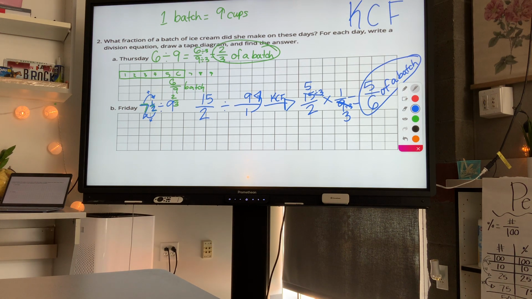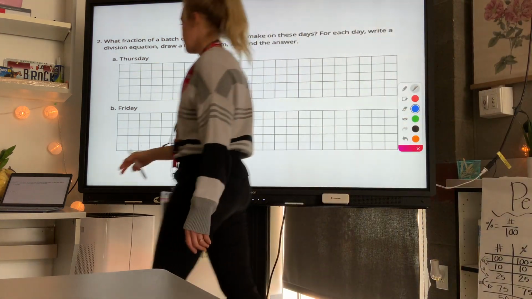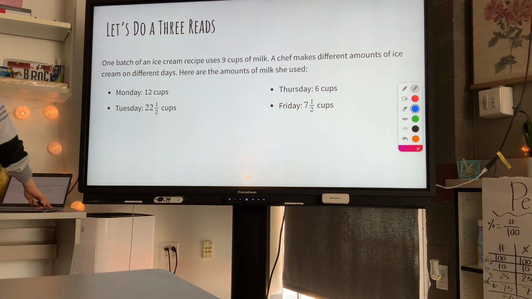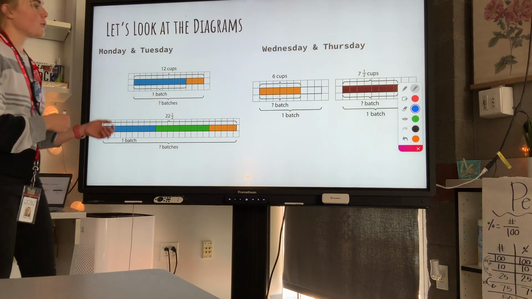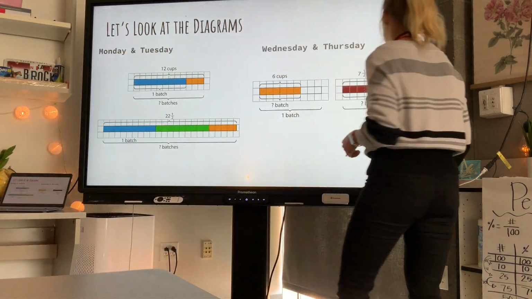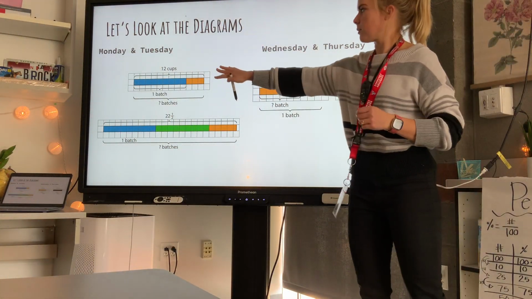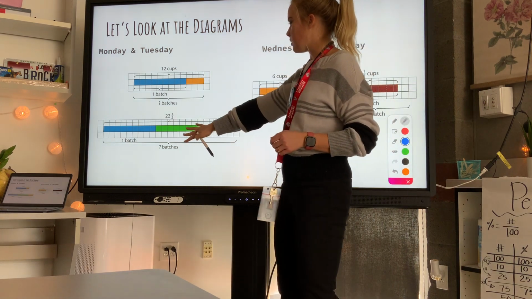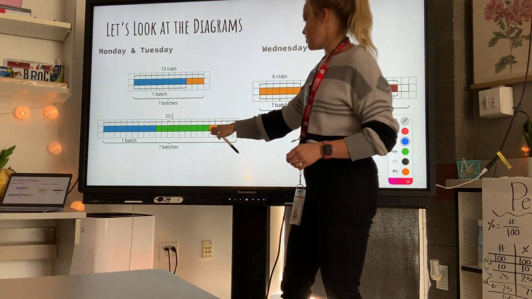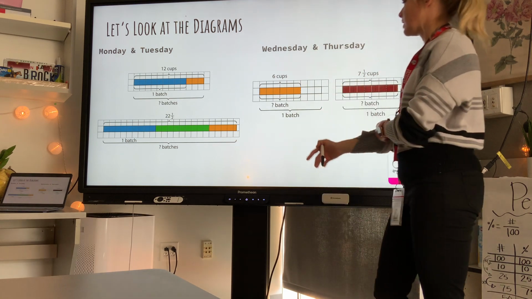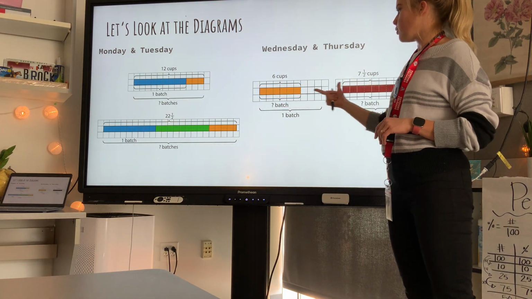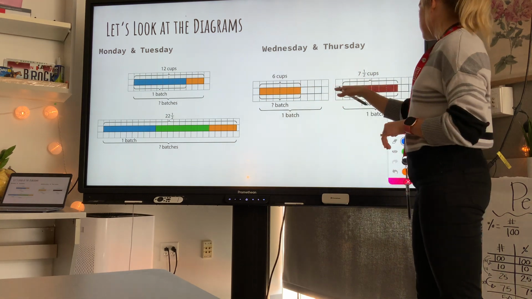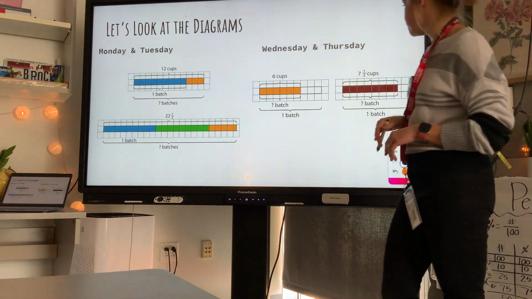Okay. So that was the answer for Friday. Okay, here are some diagrams if you want to pause it here to see what that looks like when you draw a tape diagram. Here's Monday and Tuesday. There's 1 batch, 2 batches, and then it was a half of a batch. And then here is Wednesday and Thursday. They showed that it's not a full batch, but it's a partial one.